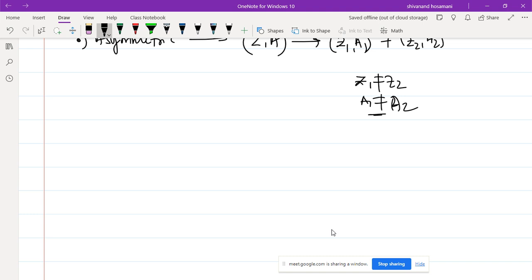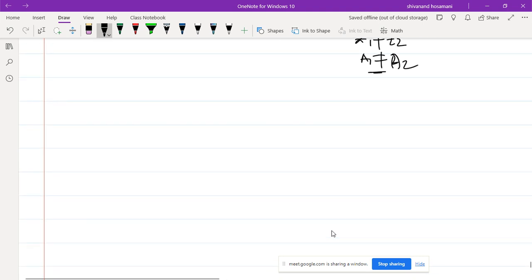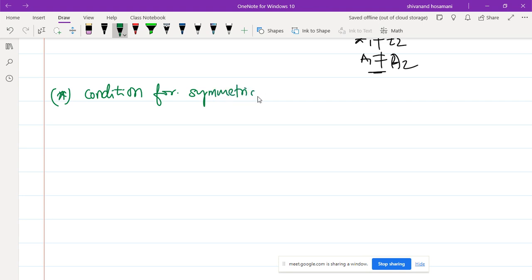So for spontaneous emission, what should be the condition for that? We define a parameter. For symmetric spontaneous fission to occur, it should follow that Z square by A should be greater than 44.